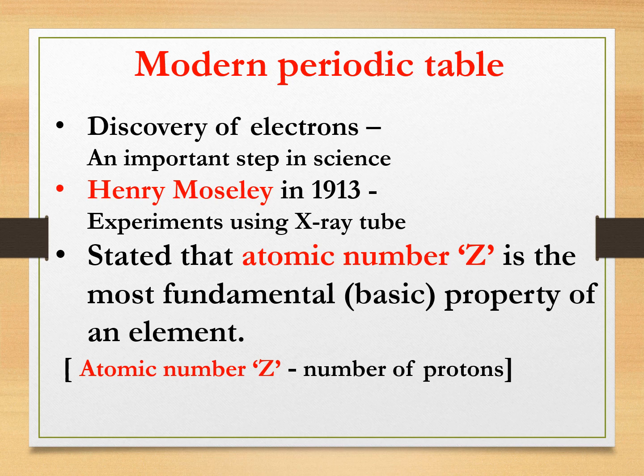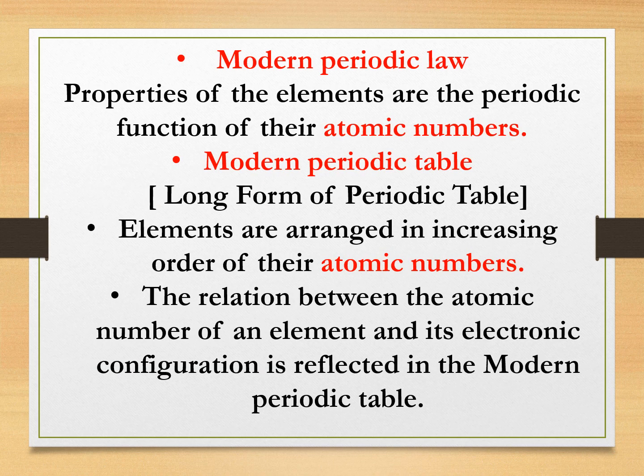What is atomic number? Atomic number is the number of protons. Moseley stated the modern periodic law as: properties of the elements are the periodic functions of their atomic numbers. This modern periodic table is also called the long form of the periodic table. Here, elements are arranged in increasing order of their atomic numbers. The relation between the atomic number of an element and its electronic configuration is reflected in the modern periodic table.